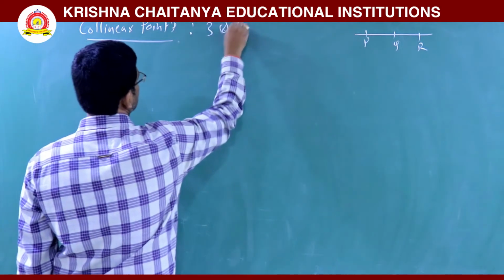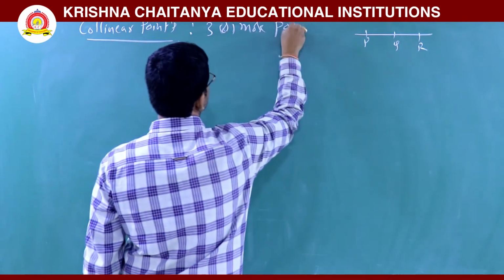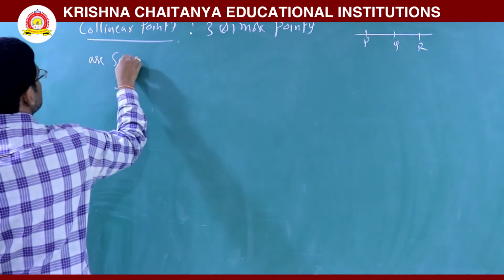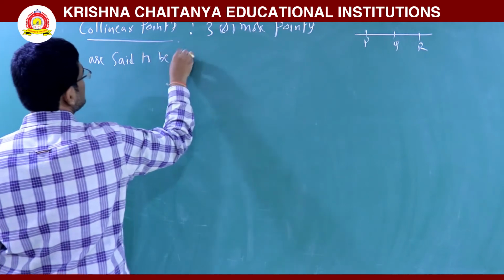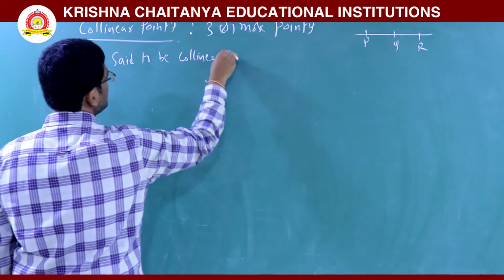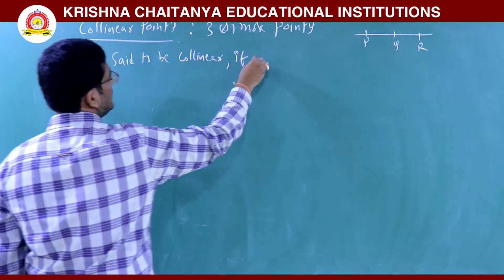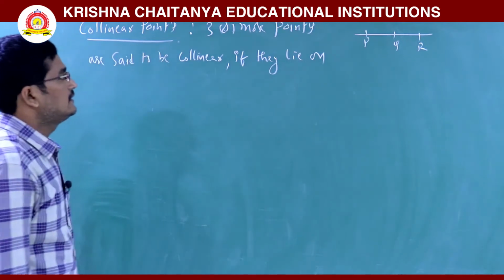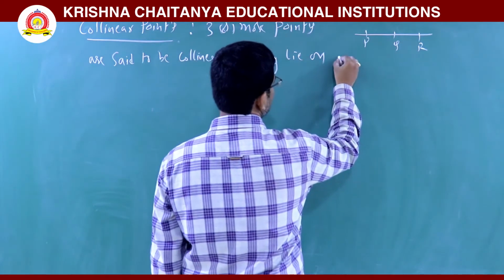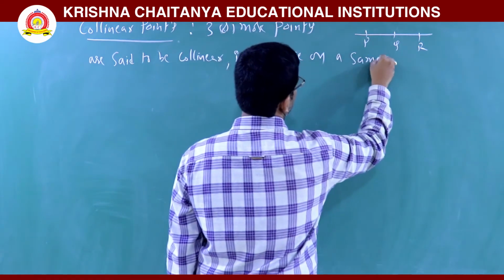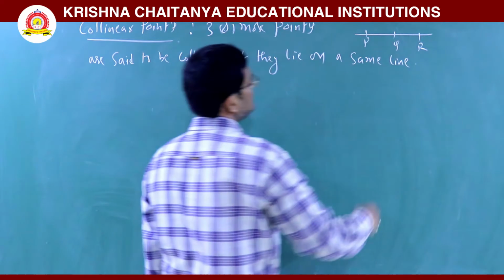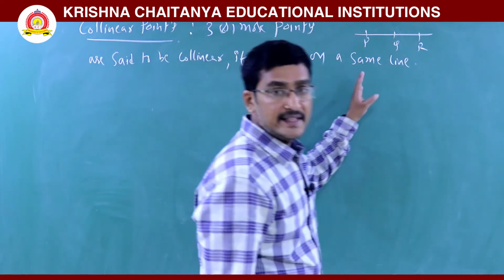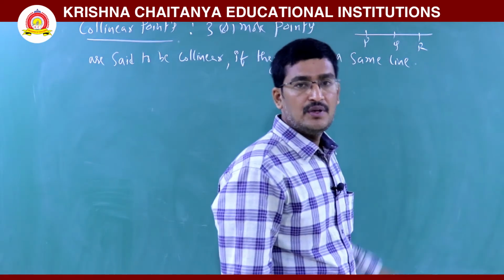Three or more points are said to be collinear if they lie on the same straight line. Just remember this one. Three or more points are said to be collinear if they lie on the same line. That is called the definition of collinearity.